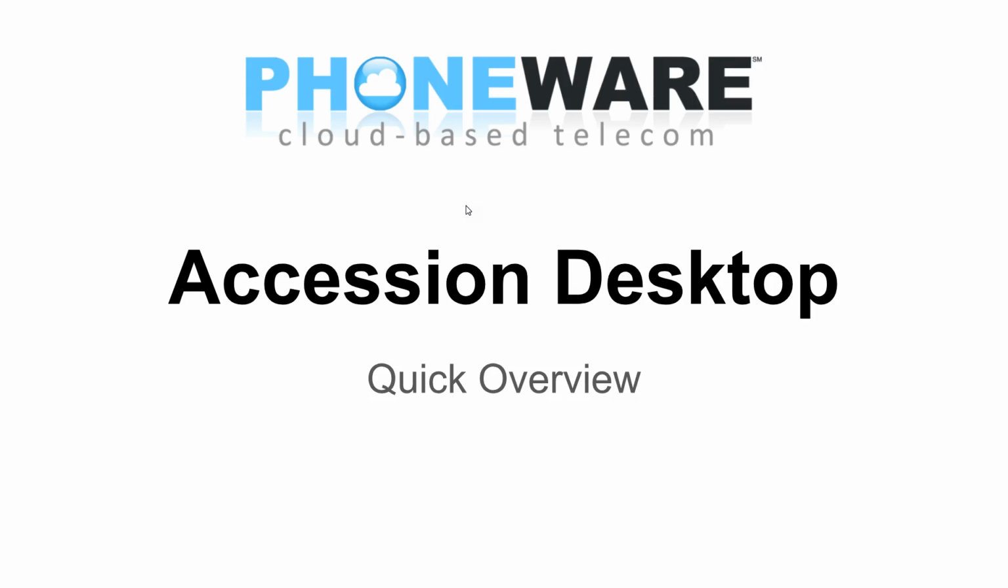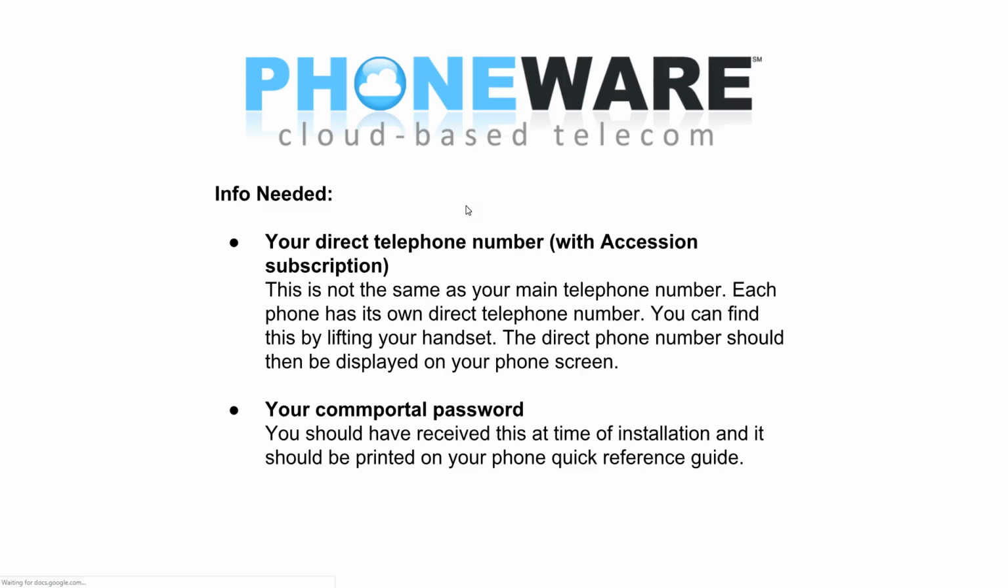In order to use the Accession desktop service, you'll first need to have a subscription to Accession, and then to use it, you'll need your phone's direct telephone number, not your main number, but your phone's individual phone number, and your COM portal password.